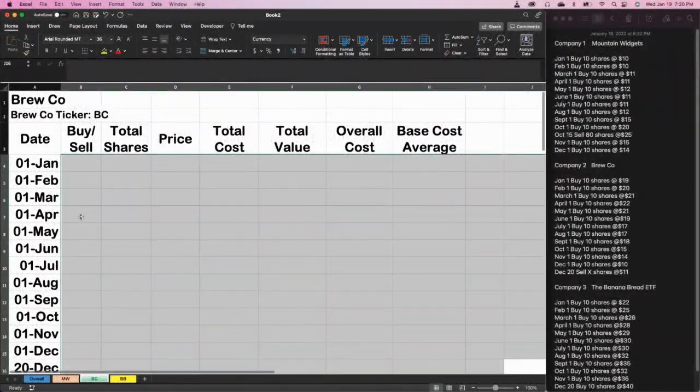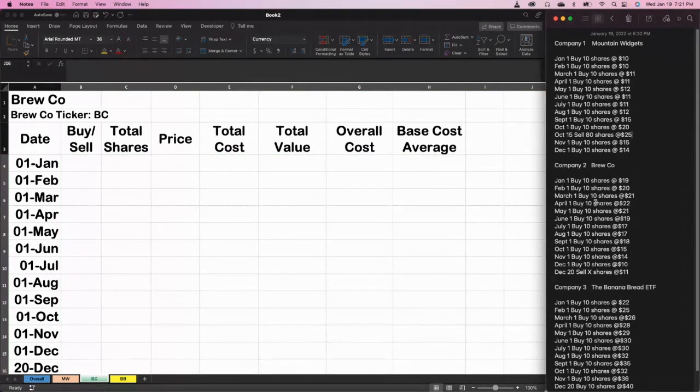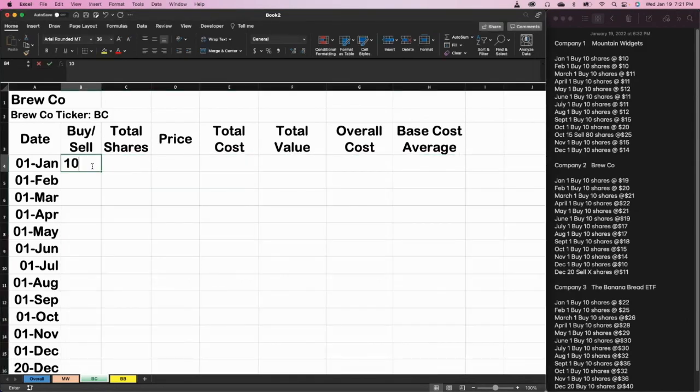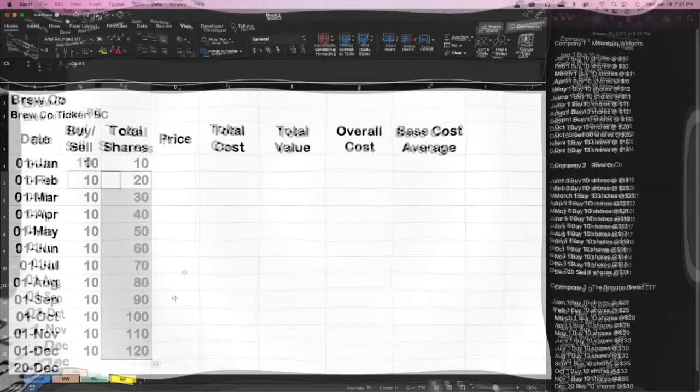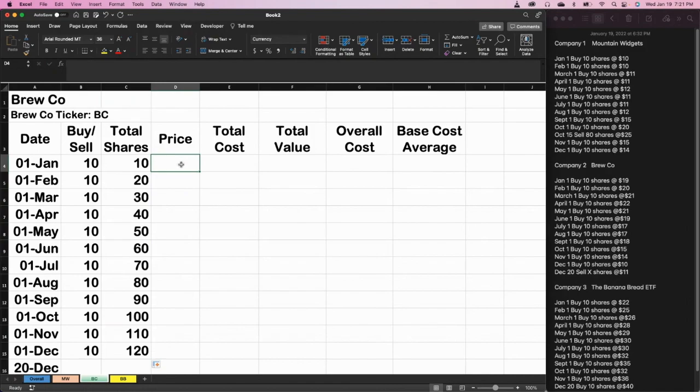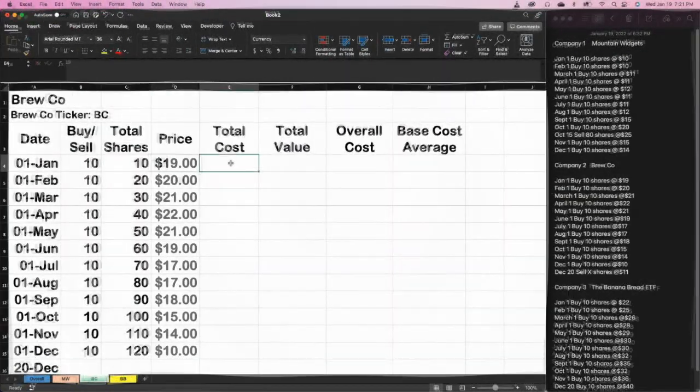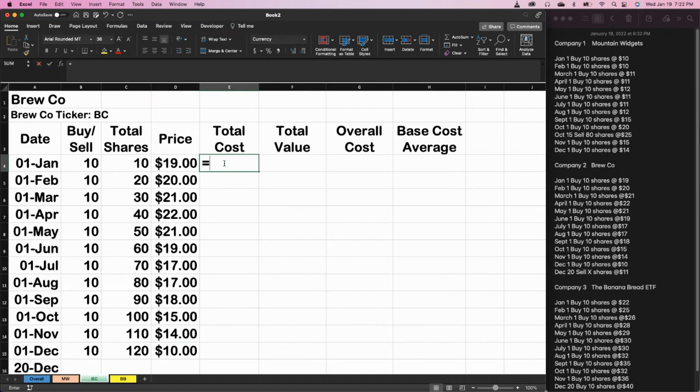So in this case here, we got Brew Company. Right now we've got $10 a month, and then we have an X in December. So let's just get these in here nice and quickly. We have $10 a month. All right, our prices in this case are, and our total cost, once again, is equal to the share price times, of course, the amount that we bought.